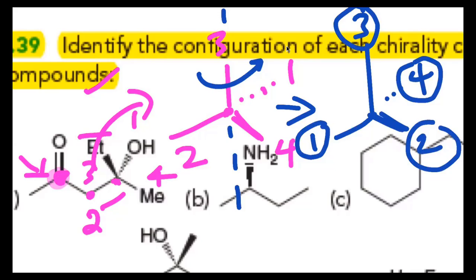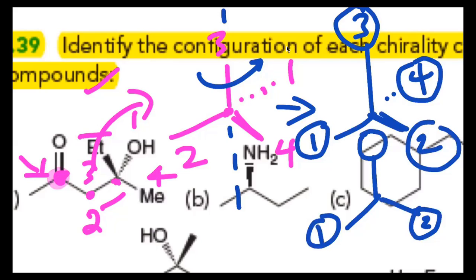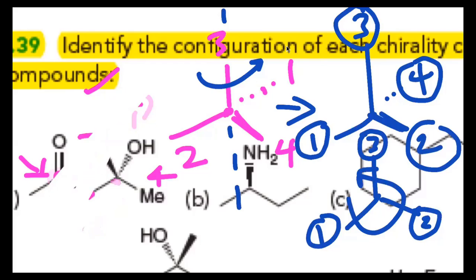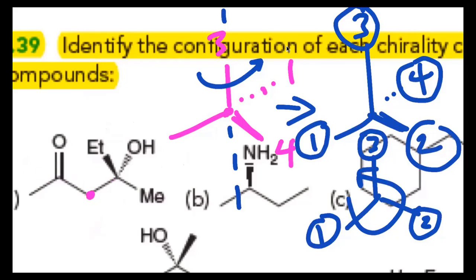All right, so let's put that in the steering wheel. In the steering wheel, it'll look like this. So this is 1, that's 2, and that's 3. Is that R or S? It's counterclockwise, isn't it? Going like that. So this stereocenter would be what? It'll be S. Yes or no? Yes. In order for me to determine the configuration of something like that, I can't take the shortcut in this case, because 4 is not on a wedge or a dash.